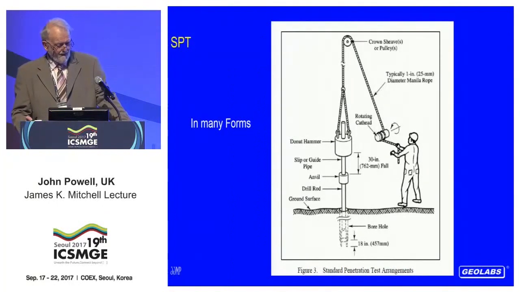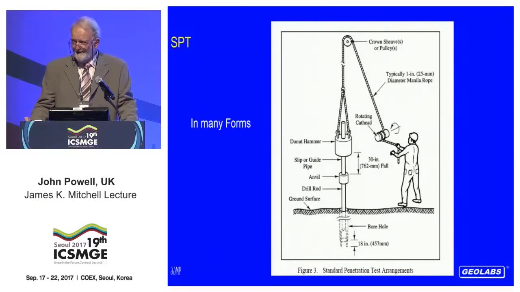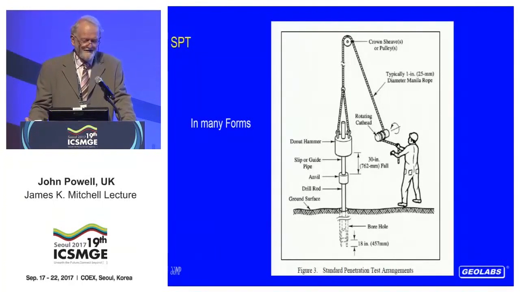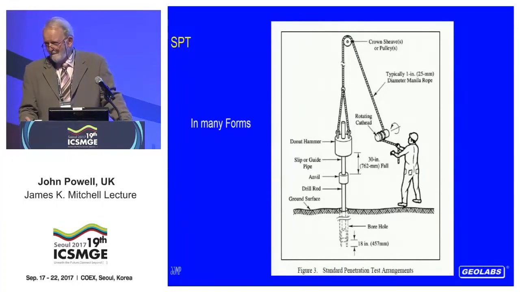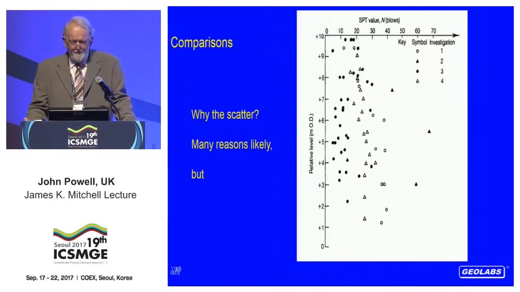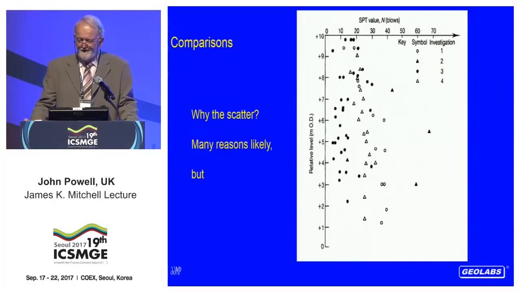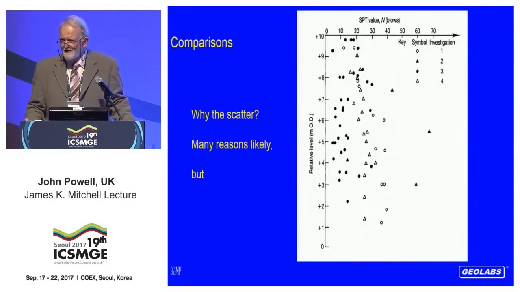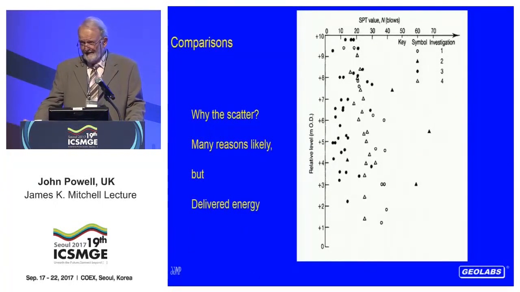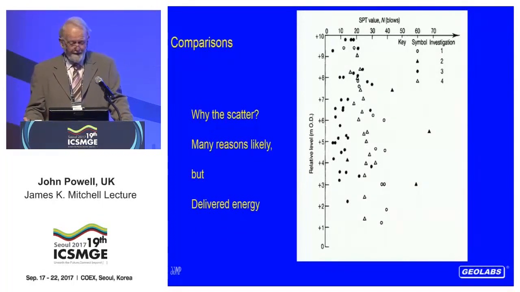Some examples of standards and why maybe some of the changes to the standards are so important to us. We've heard about the SPT test already today. It's used worldwide, driving a split spoon sampler into the ground for given distances with a free-falling weight. And then we get a blow count for the number of blows to penetrate. But we often see results like that. Wide scatter. Those are 4 different investigations. Any one investigation has got a decent profile, but they don't compare to each other. And one of the main reasons for this is likely to be the delivered energy from the SPT hammer.